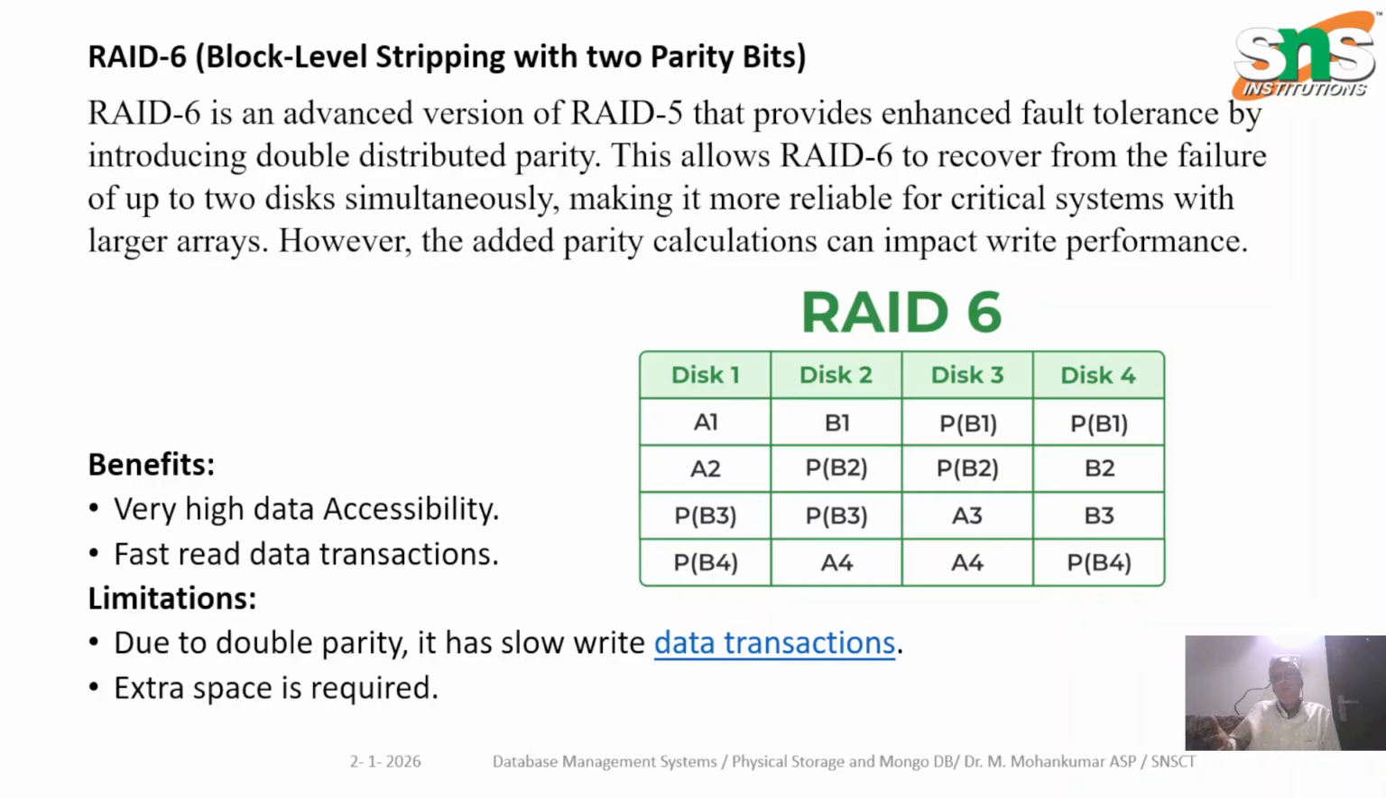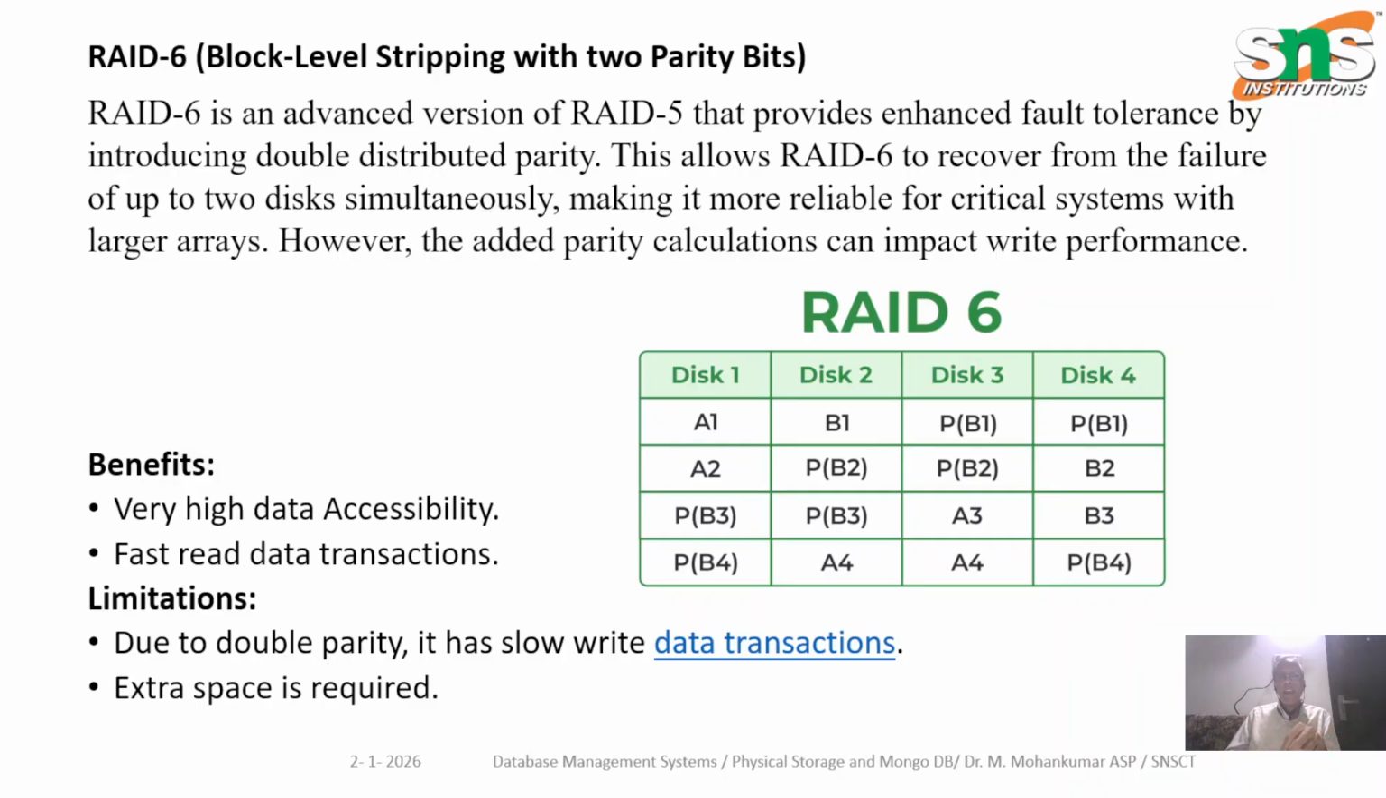RAID 6: disk 1, disk 2, disk 3. If one disk fails, with the help of the other disks it is possible to retrieve the information. For example, disk 1 has A1 B1, disk 2 has B1, disk 3 has PB1 and P1, and disk 4 has PB1, A2, PB2, like that. Different combinations of parity are implemented here to retrieve the information.